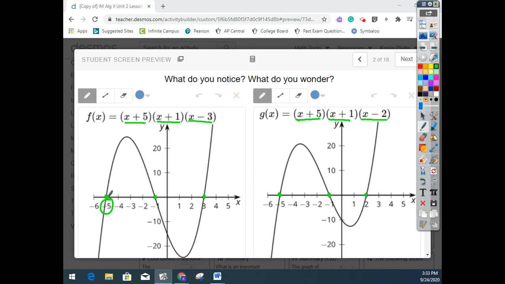You notice -5, if you plug it in for the x's, you get 0 times -4 times -8, and with 0 times anything, 0. What about -1? If I plug -1 in for all the x's, technically this one too, 4 times 0 times -4, 0 times anything is 0.